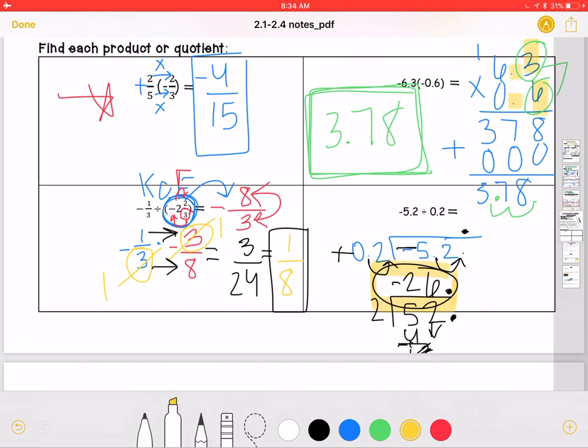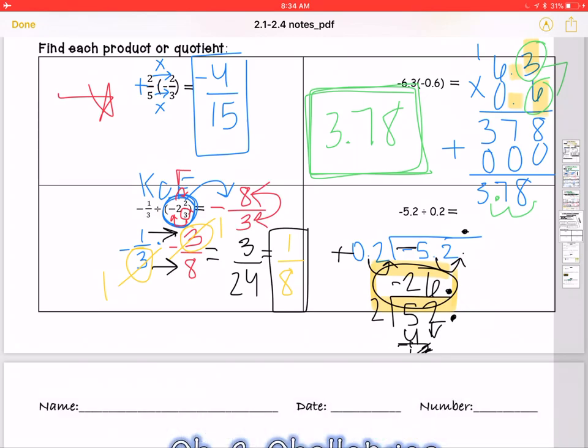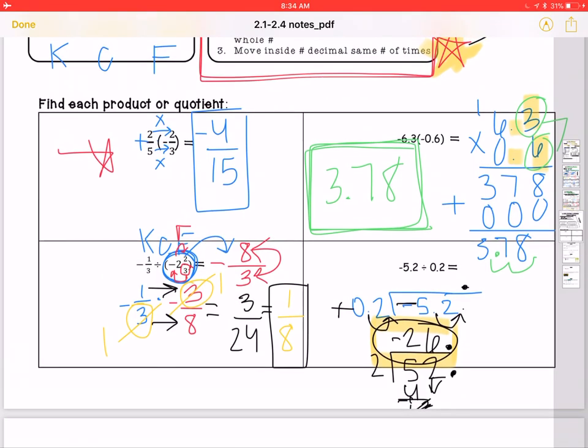A negative being divided by a positive gives me a negative 26 as my final answer here. So take your time to write all that down. Hopefully that was a nice refresher of how to divide with decimals.